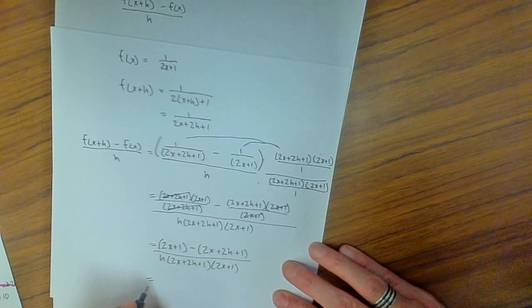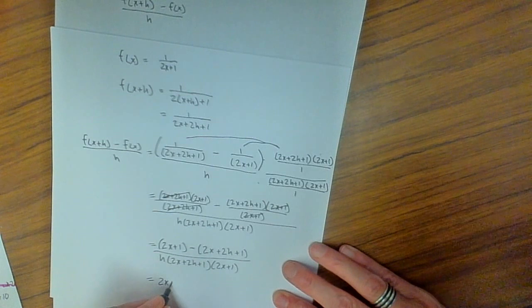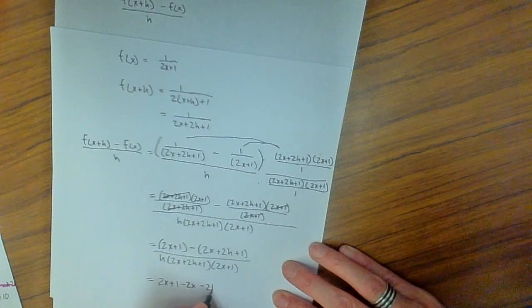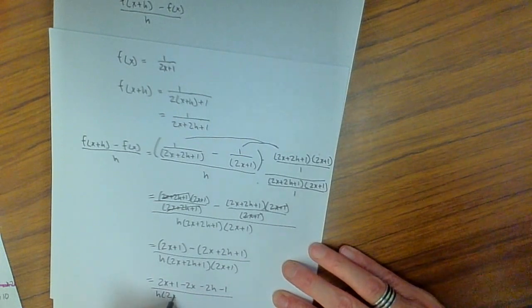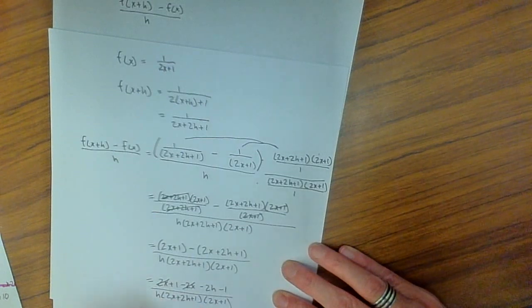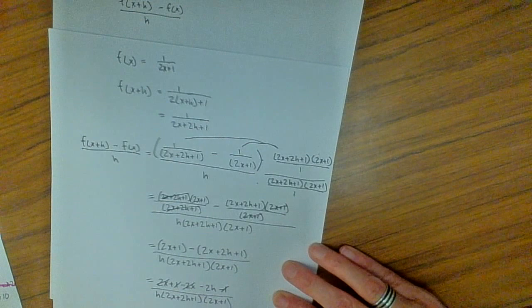All right, now let's get rid of the parentheses on the top. 2x plus 1 minus 2x minus 2h minus 1 over h times 2x plus 2h plus 1 times 2x plus 1, starting to look better. 2x minus 2x is nothing. 1 minus 1 is nothing. So I have negative 2h.